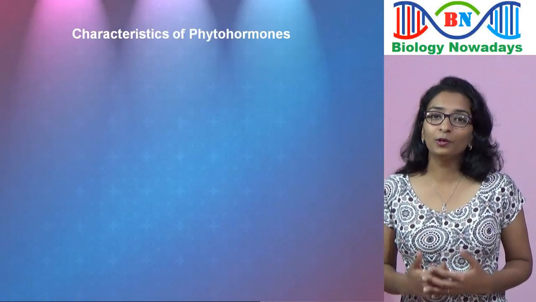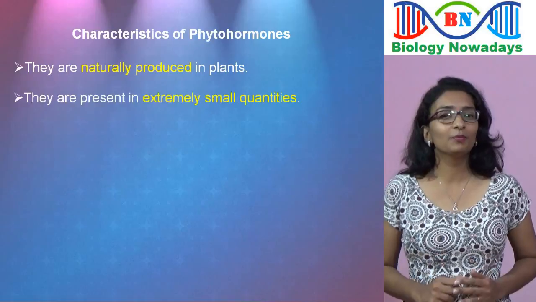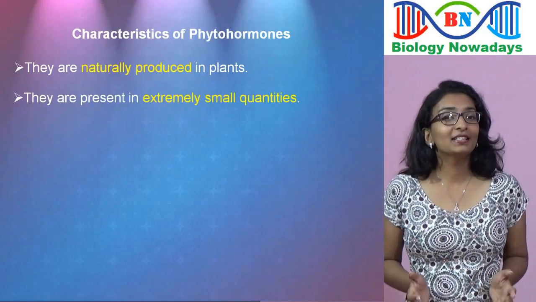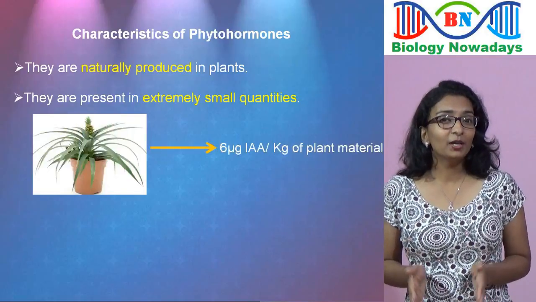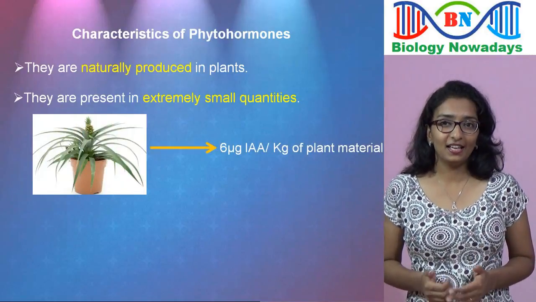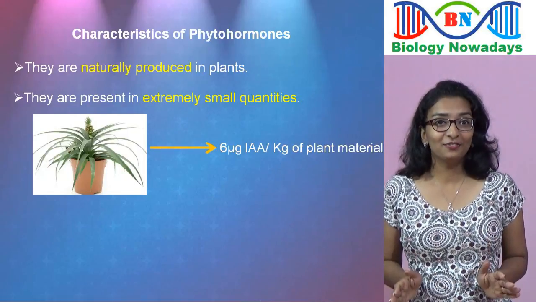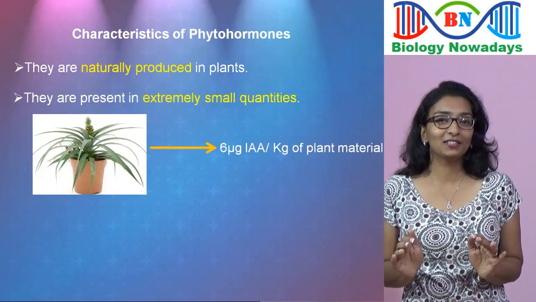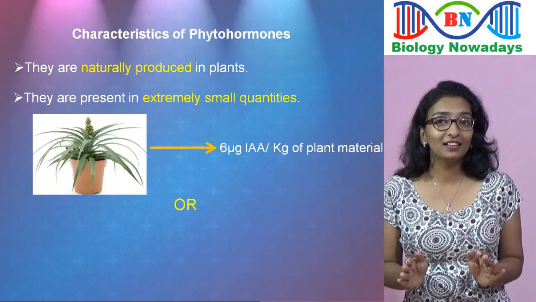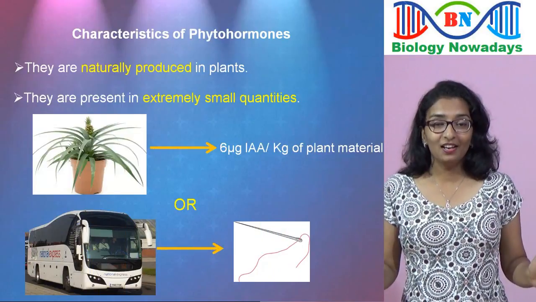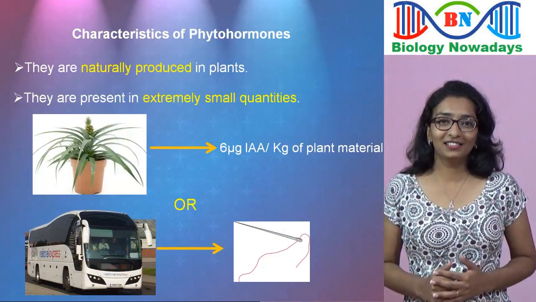They are naturally produced in plants. They are present in extremely small quantities. For example, in a pineapple plant, there will be only 6 microgram of indole 3-acetic acid per kilogram of plant material. I know it's very difficult to have a feel of such a minor quantity. So let me put it in another way. It is like a big Volvo bus of 20 metric tons carrying a small needle in it.